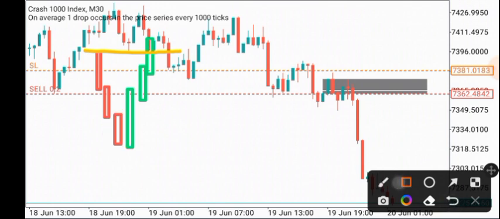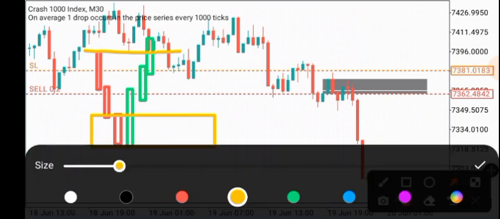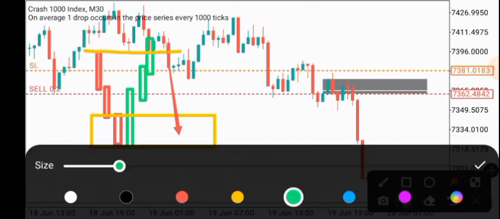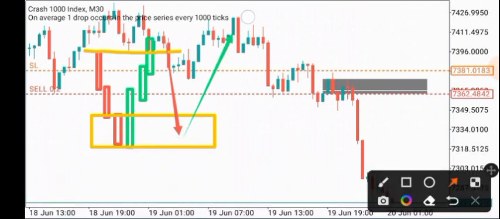So what we do is we mark it out using our rectangular box like this. You mark it out and you wait for price to return back into it, like this. And when price returns back into it, then you want to see a buy, like you want to take a long position. Okay, you want to buy. This is what an order block basically is.